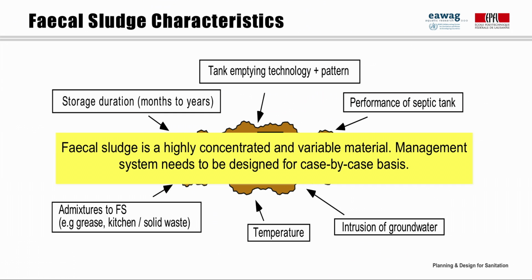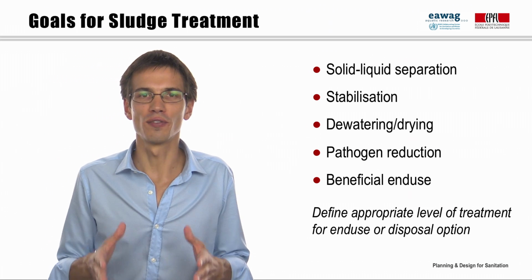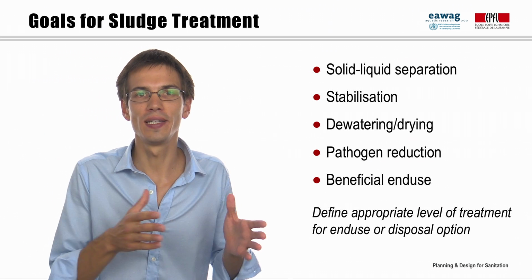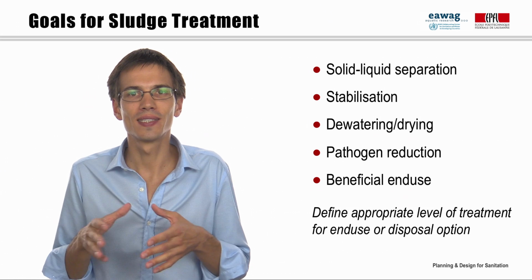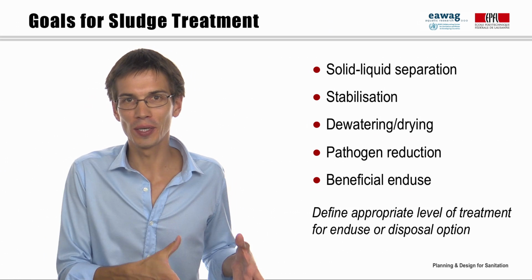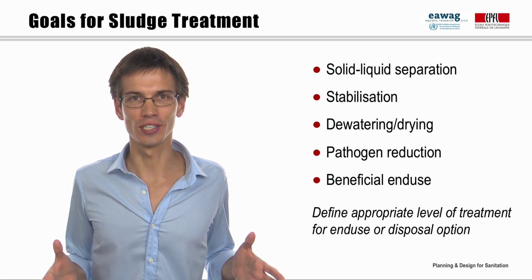All these factors influence fecal sludge characteristics. Fecal sludge is a very variable material. Consequently, management systems need to be designed on a case-by-case basis. The four main functions of sludge treatment are the solid-liquid separation, stabilization, dewatering or drying, and pathogen reduction.